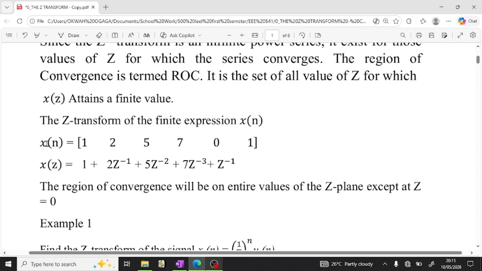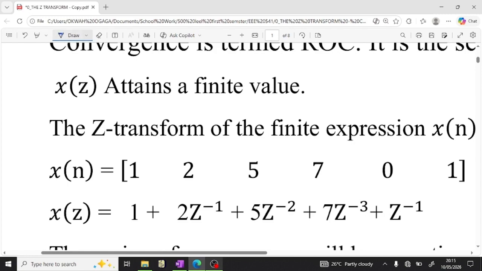When n is 0, x of n is 1. Let me just put it on top so it will be easy for us to identify. So here n is 0, n is 1, n is 2. When n is 0, x of n is 1. When n is 1, x of n is 2. When n is 2, x of n is 5, and so on and so forth.